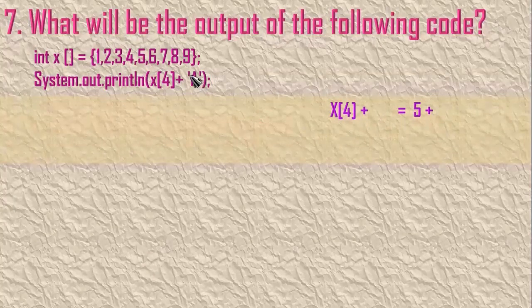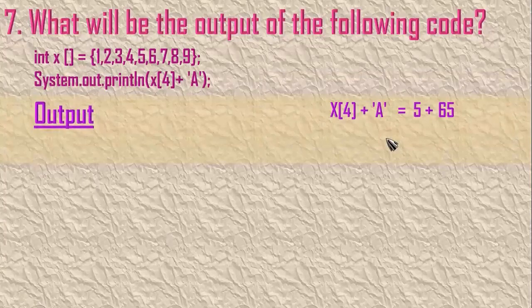And then here you can see 'A' is inside single quotation marks. That means it is a character. So when a character type is added to the integer type, it can be converted implicitly by the compiler. The ASCII value of A will be 65. So we will have 65 as the next addend. So we will have the answer as 70.